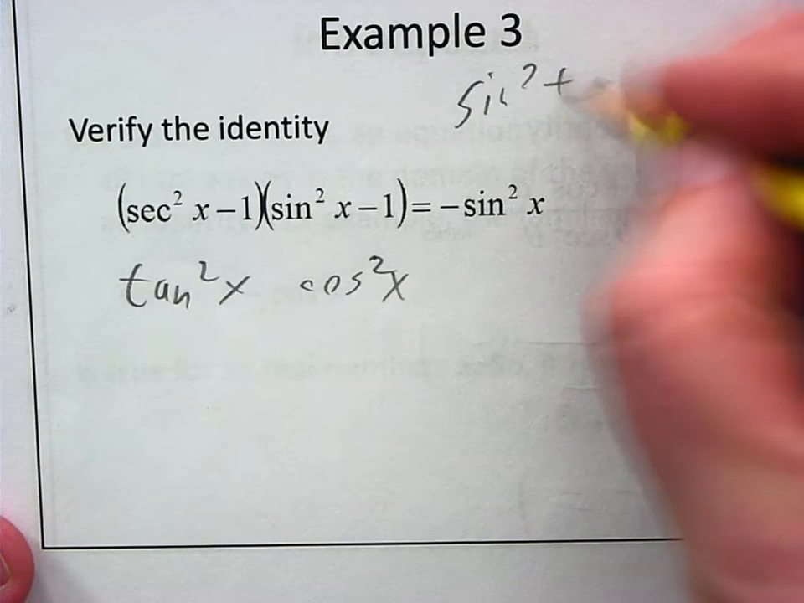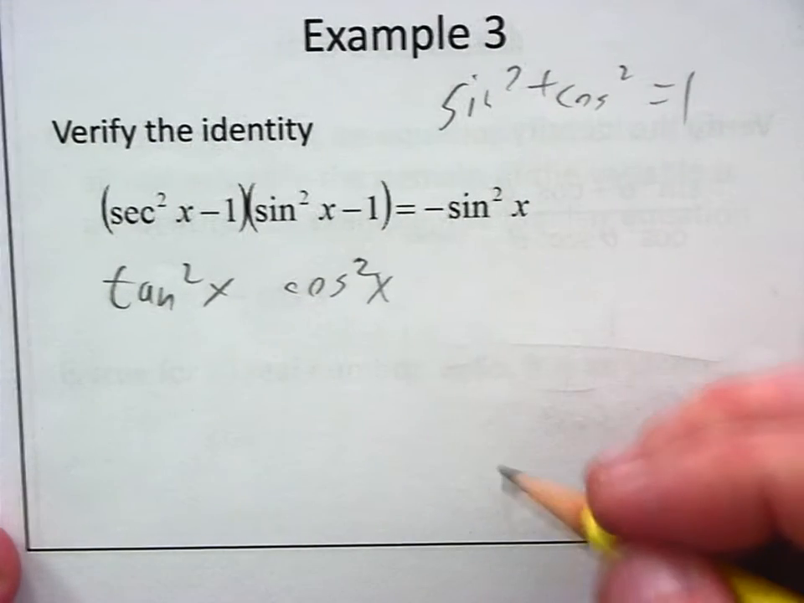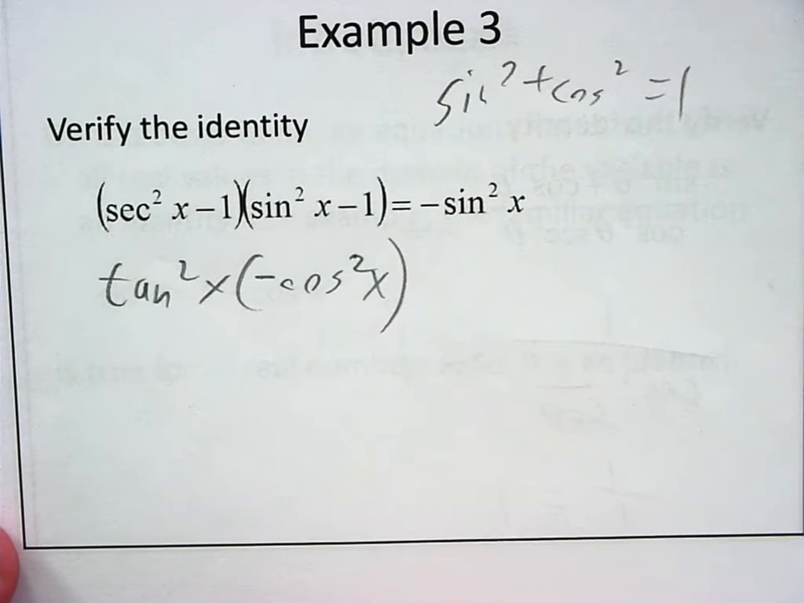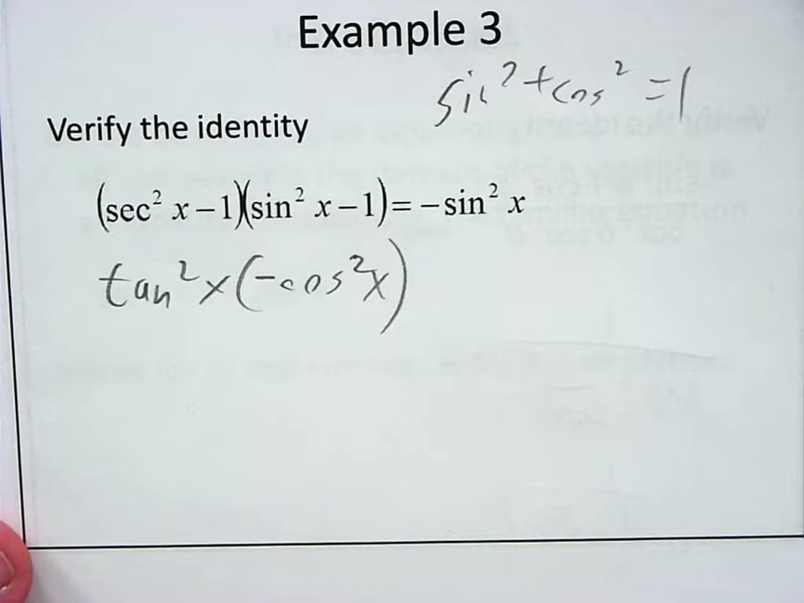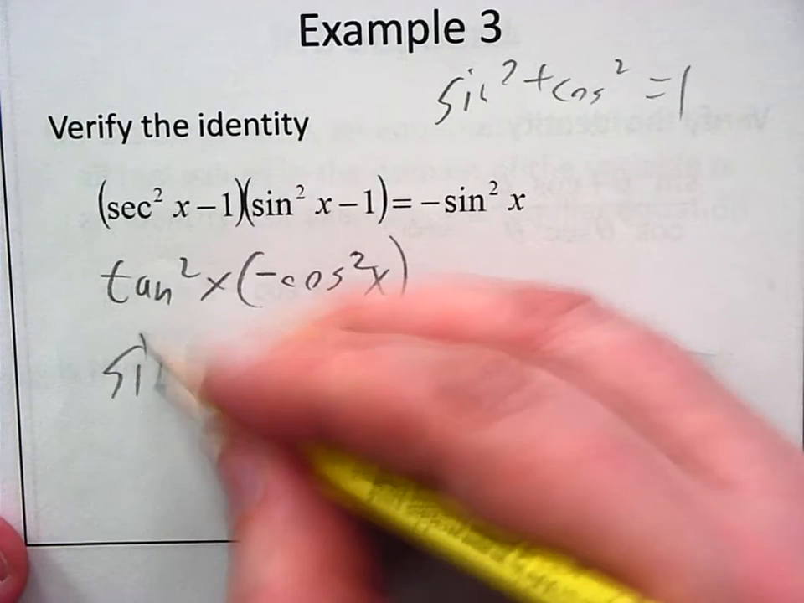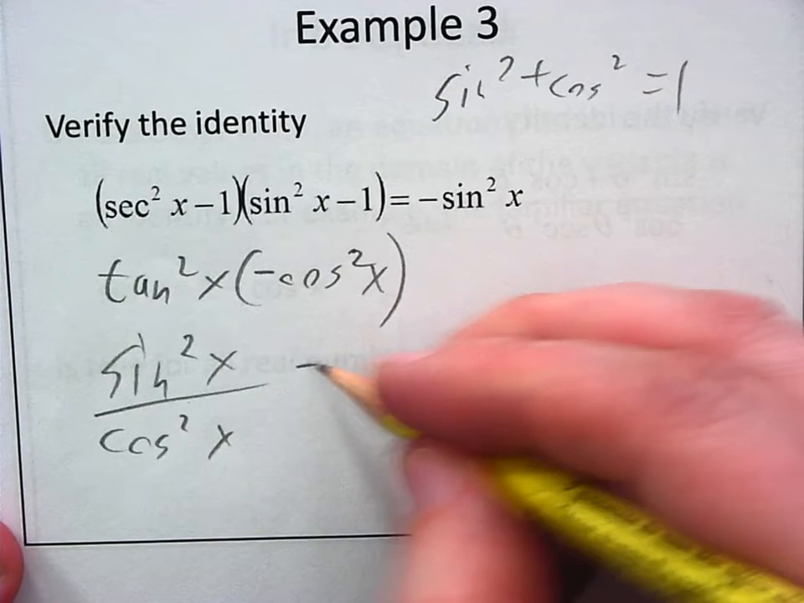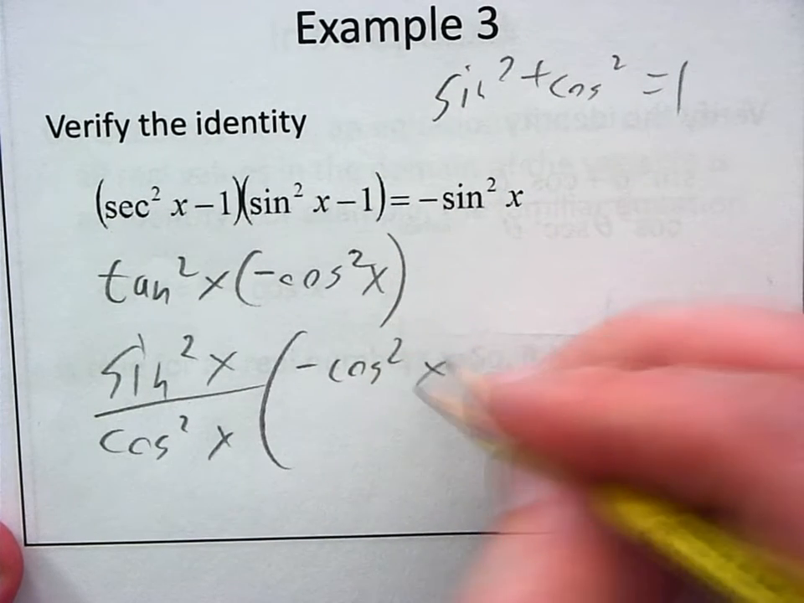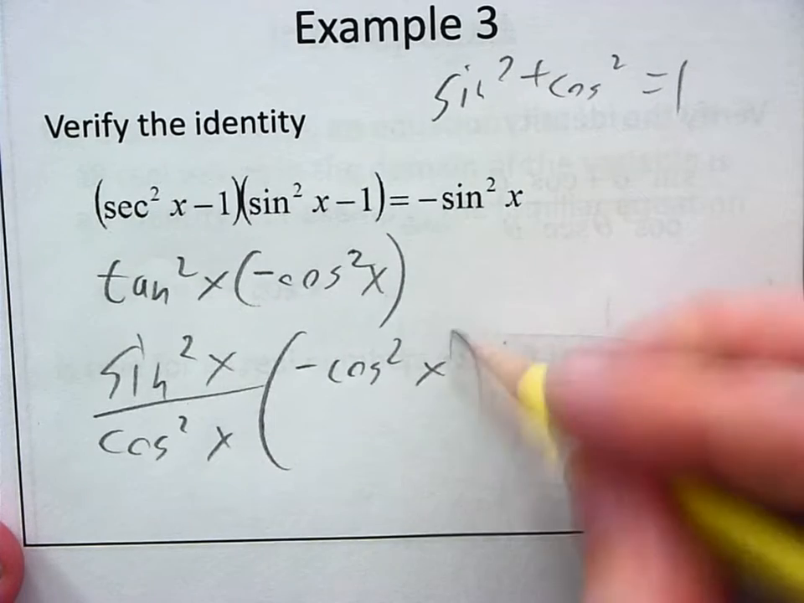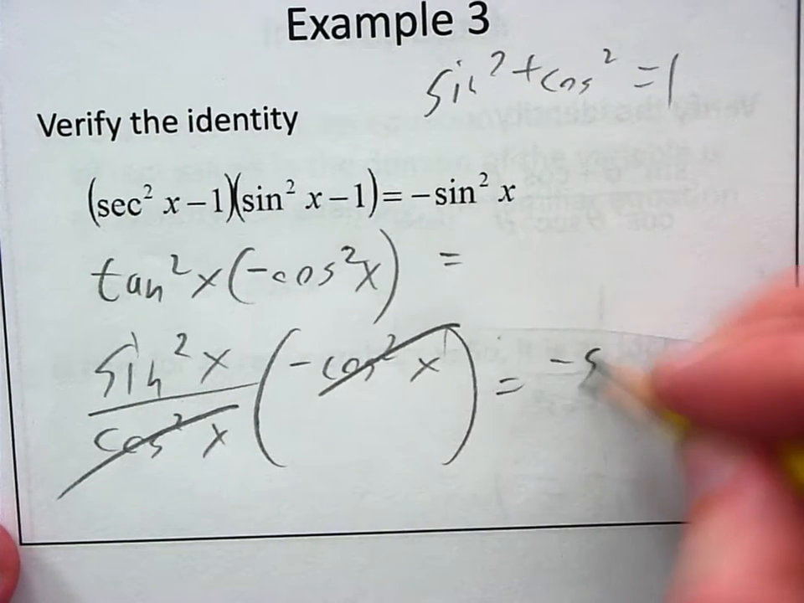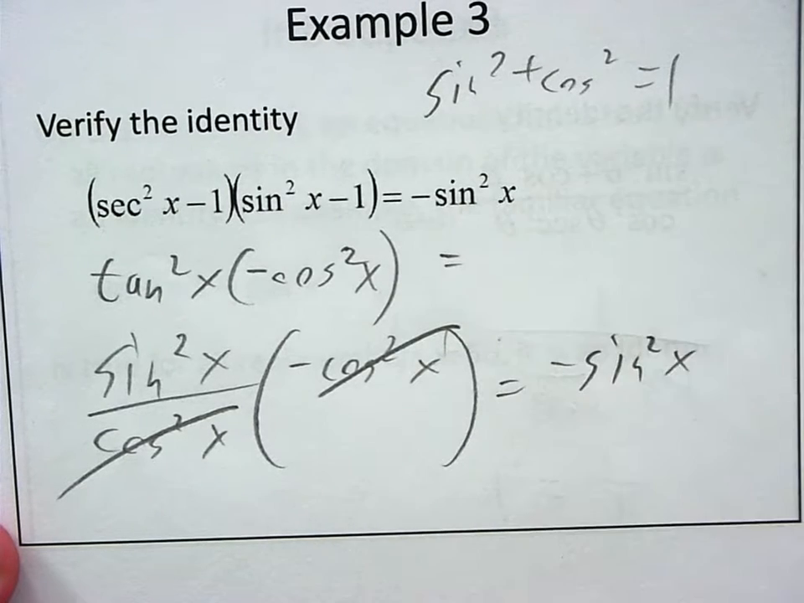All right, sine squared plus cosine squared equals 1. So if I subtract the 1, I have to subtract the cosine. So yes, this is negative when I multiply these. From there, what? Tangent squared is going to be sine squared over cosine squared times negative cosine squared. Cosine squareds cancel, and you're left with negative sine squared x.